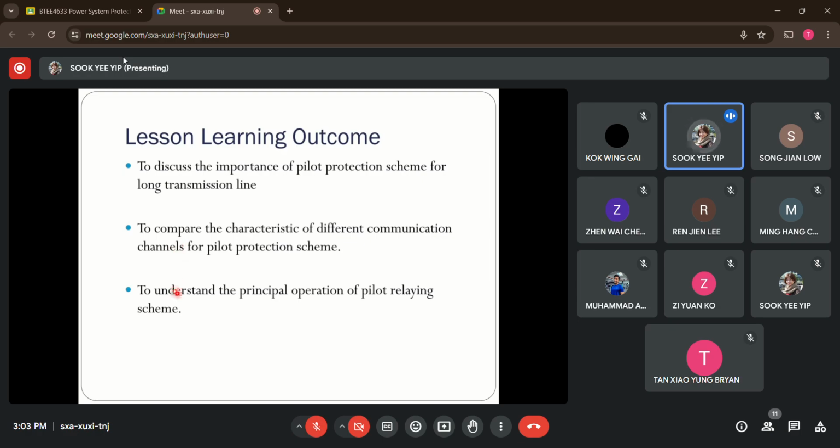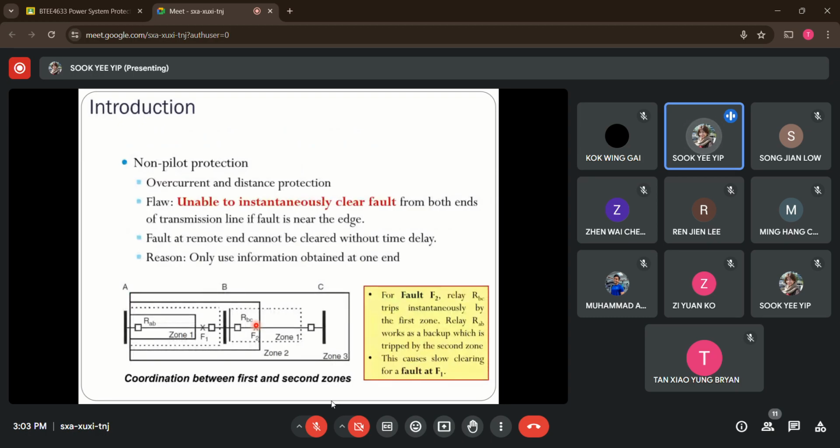use right now. And lastly would be the general knowledge, like to understand the working principles of different pilot protection schemes we have. All right, so let's move to the first slide right now on the introductions.